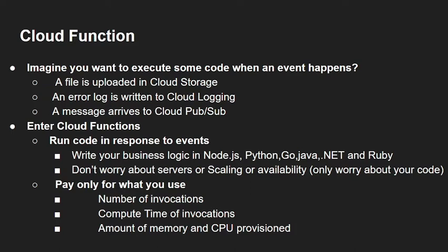So you don't need to worry about where this function is running, how to scale it, and how to configure availability. You pay only for what you use. You pay for the number of invocations, you pay for the compute time of the invocation, and you pay for the amount of memory and CPU that is configured for each invocation. Basically, you are paying for the execution time of the invocation and the resources used by a specific invocation.